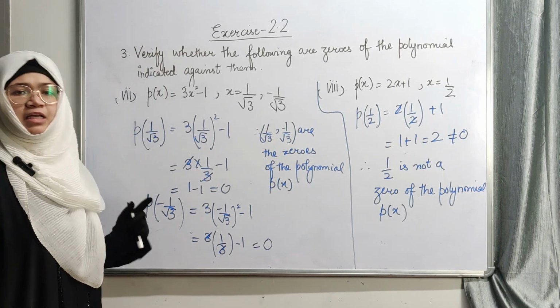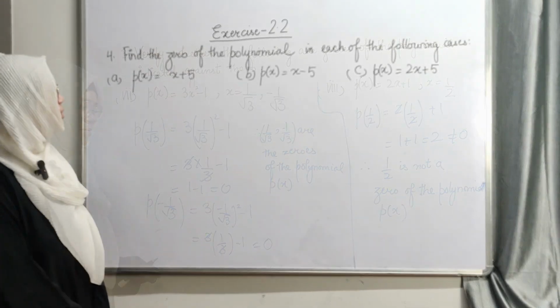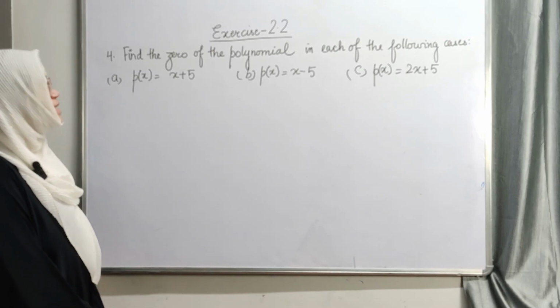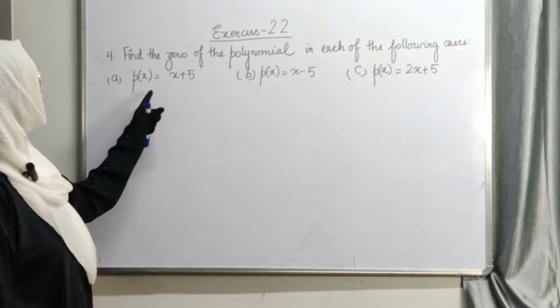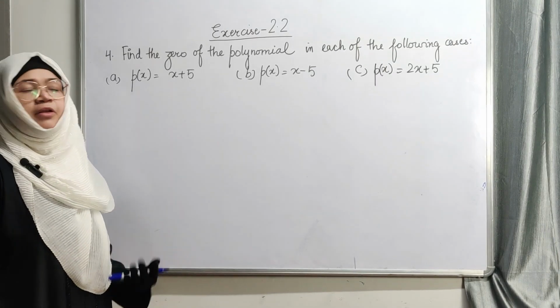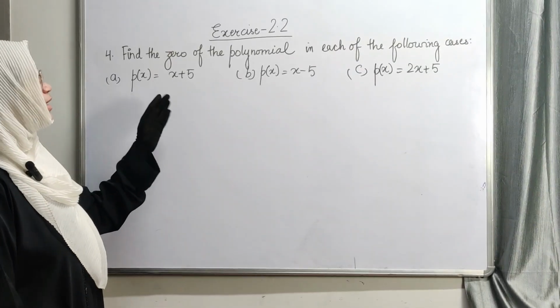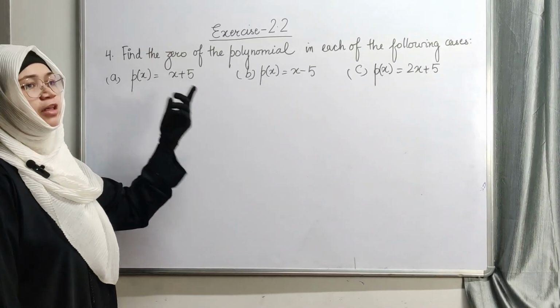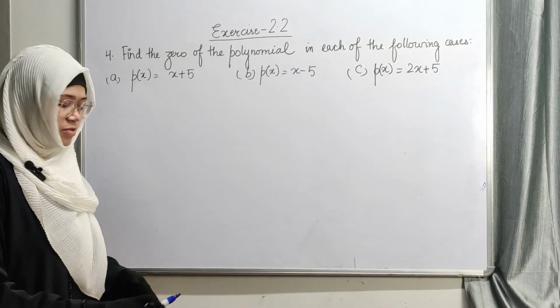Let's move on to the last question. What is the fourth question? Find the zero of the polynomial in each of the following cases. A part is p(x) equals x plus 5. I have already told you that if you want to find the zero of the polynomial, we just simply put the value of the polynomial equal to 0.